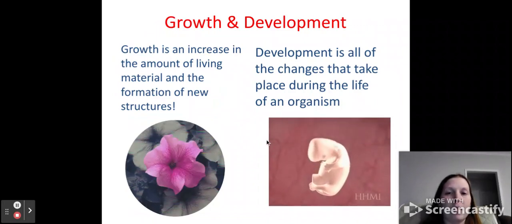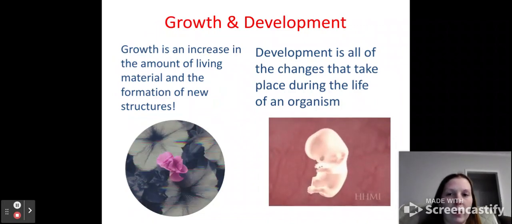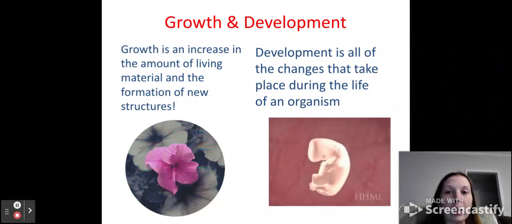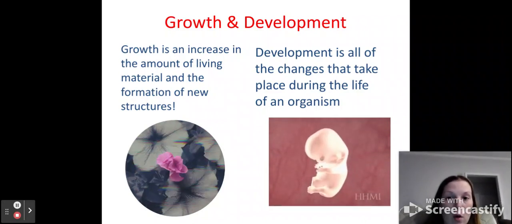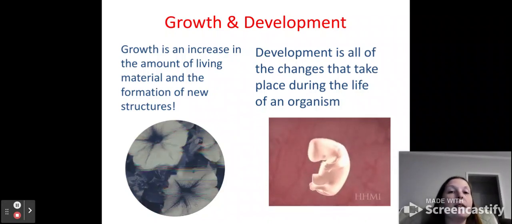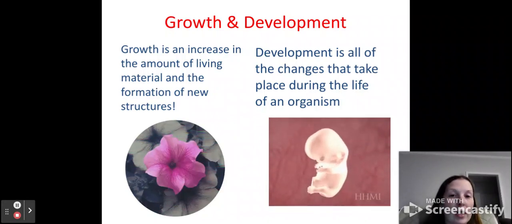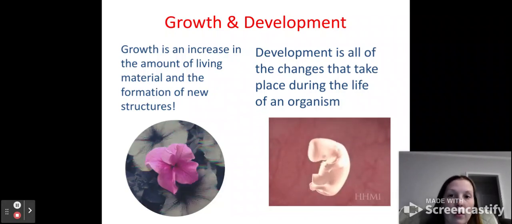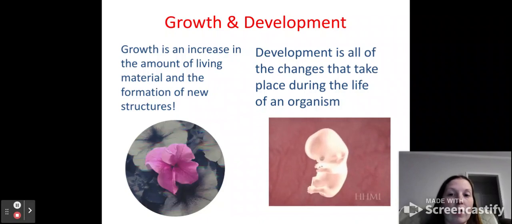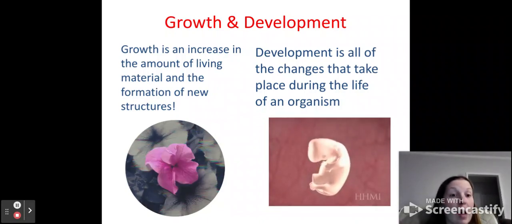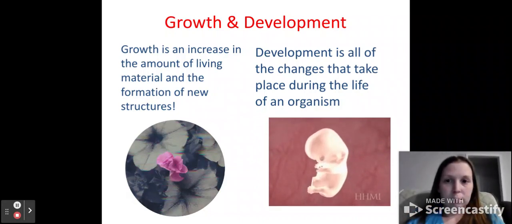And then we also have growth and development. So this one I'm going to separate into both of these terms. So growth is defined as the increase in the amount of living material and the formation of new structures. Development is all the changes that take place during the life of an organism. So this is from birth to death. Growth is, from birth or from life until it stops growing.